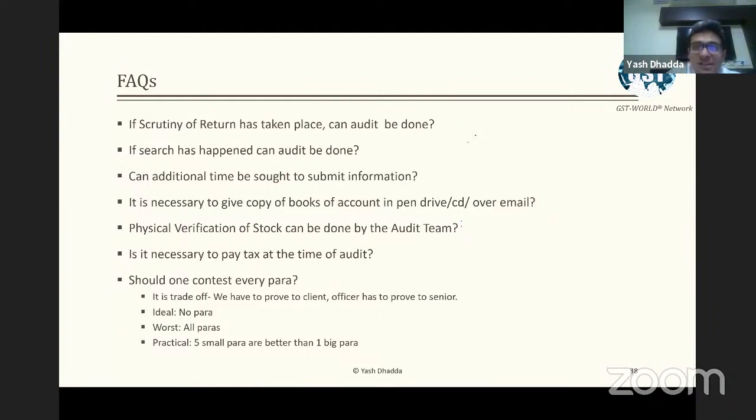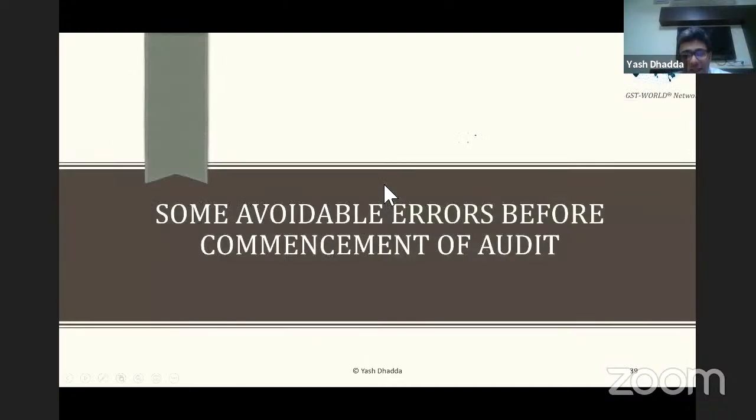But against that, he wants a trade-off of these 3-4 paras. I think that is always better, always judicial, always a prudent professional mind to say, if you want to close and settle the matter at the lower level only. So that is a few things in respect of audit which one can take care of.